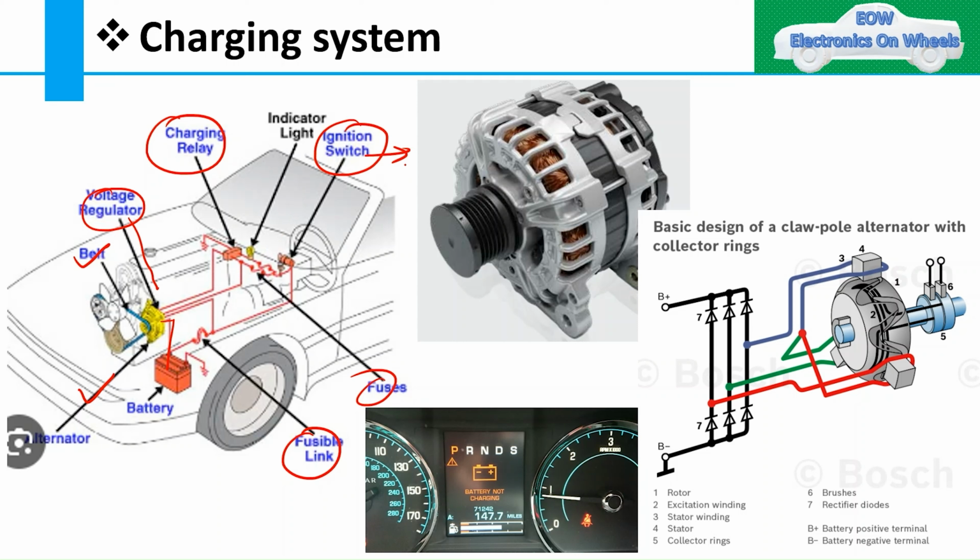This is the one thing. And then the indicator light. The indicator light is nothing but it is showing whether your battery is charging or not. It will show this particular symbol here if your battery is not charging. If your battery is not charging, there might be many cases, right?